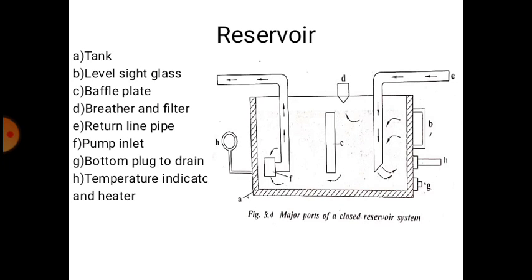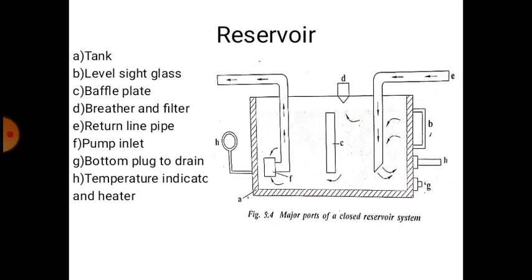Reservoir. So in the figure you can see the reservoir, and the main important parts of the reservoir are tank, level side glass, baffle plate, breather and filter, return line pipe, pump inlet, and bottom plug to drain oil.